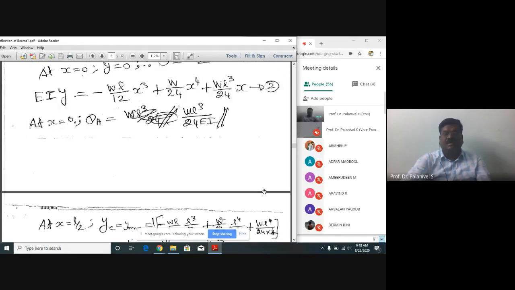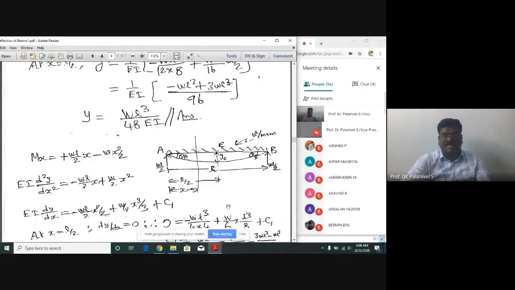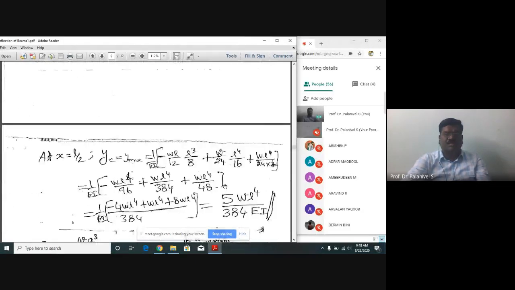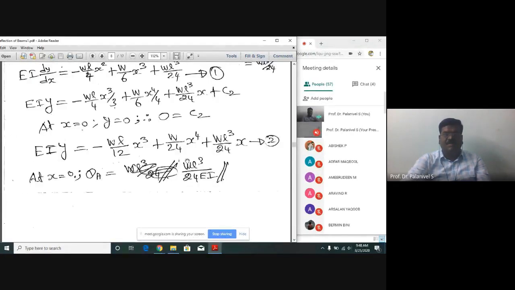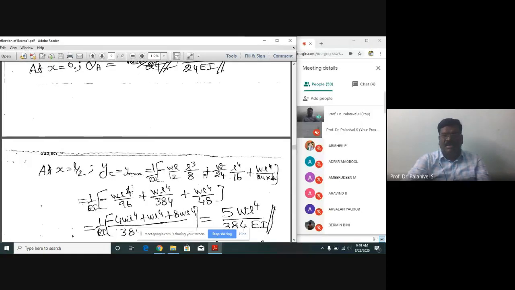So next, we are interested in determining the maximum deflection. We know in the simply supported beam, the deflection is maximum at the center. At the center, the x value is L by 2. Substitute x equal to L by 2 in this expression. At x equal to L by 2, yc, that is nothing but the deflection at C, which is nothing but y max. The maximum deflection is equal to 1 by EI into, in this expression, you substitute x equal to L by 2 here. If you do it, you will get an expression like this.